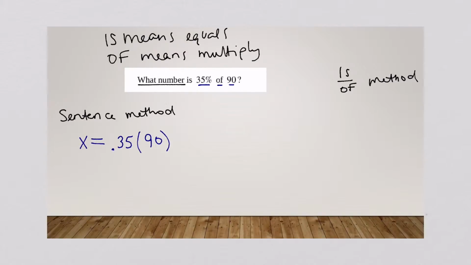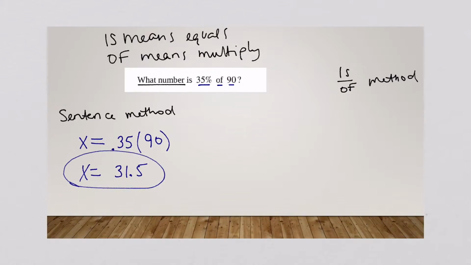Now you just solve the problem. So in this case I would do 0.35 times 90, and I get X is equal to 31.5. Okay, that's my answer using the sentence method.